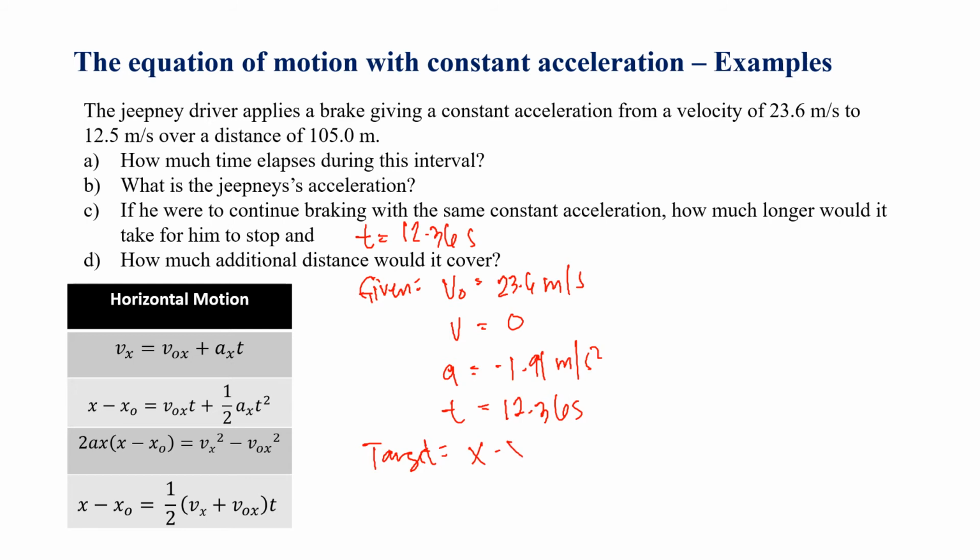Here, our target is the additional distance. You have your x minus x naught, or this is the total distance covered. But your additional distance is equal to your x minus x naught minus your 105 meters. This is the additional distance.